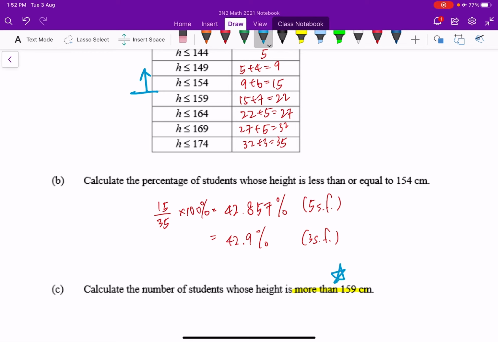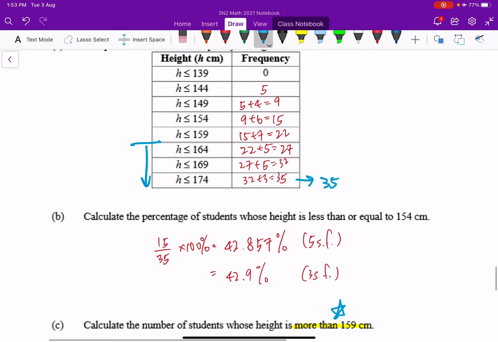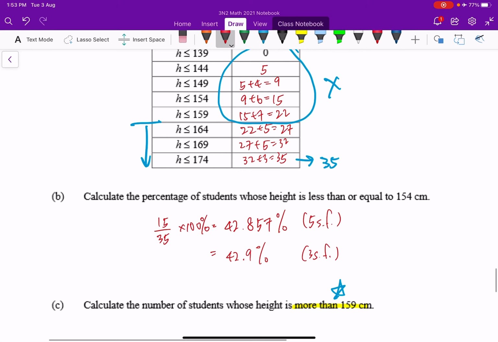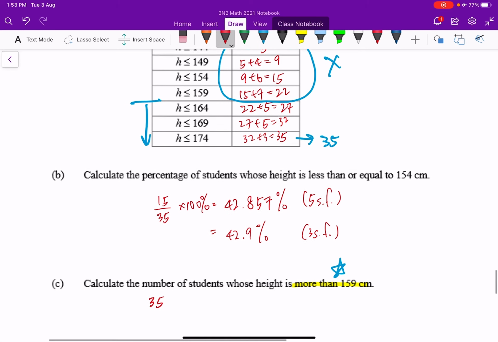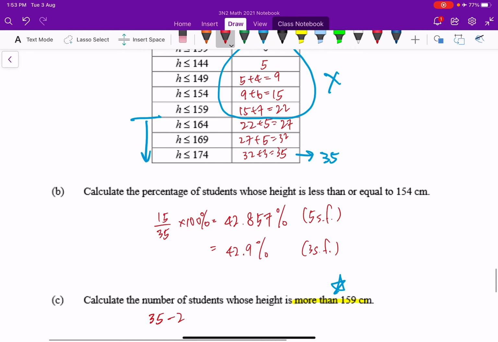Sometimes they use less than, sometimes they use more than. So now they want more than 159. I look at number 159 and more than that. In other words, if I want more than that, I will take the maximum number 35. Then I need to remove this group here. I don't want this group because I want something that's more than. So if I want to calculate more than, I will take 35 minus away 22 of them. And I get 13 students.